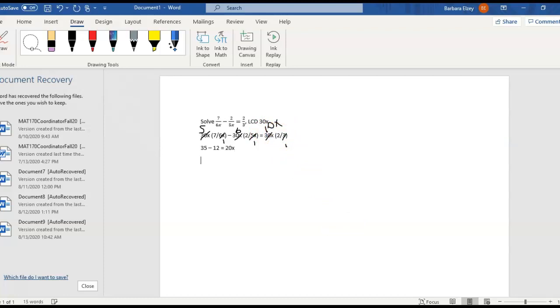All right, now let's finish solving. Our 35 minus our 12 will end up giving us 23. And then we want to get rid of the 20 that's in front of x, so let's divide it out. We divide 20 out on both sides.